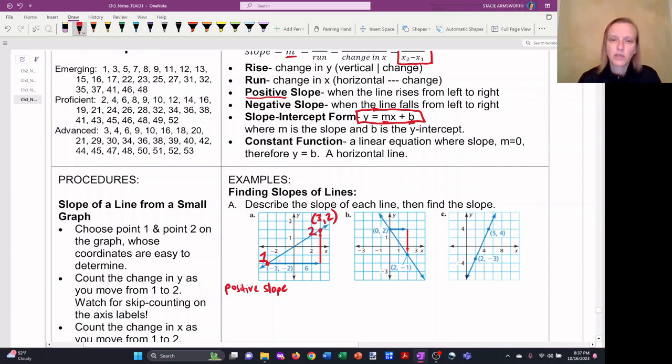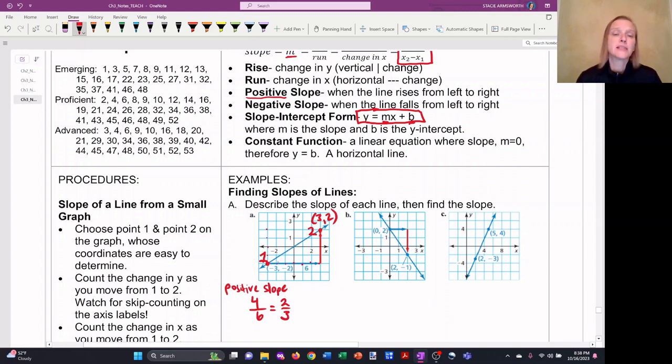And when I go from point 1 to point 2, I have to go up 1, 2, 3, 4 units. So my rise is 4 units. And my run is 1, 2, 3, 4, 5, 6 units. So my slope is going to be the rise divided by run, 4 divided by 6, which simplified gives me 2/3.